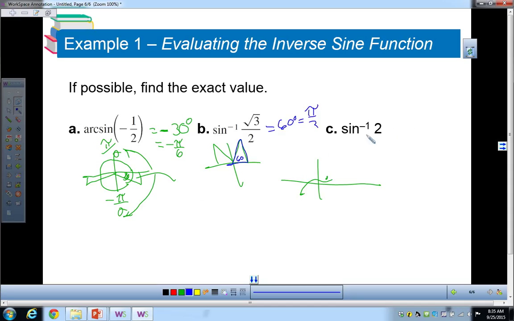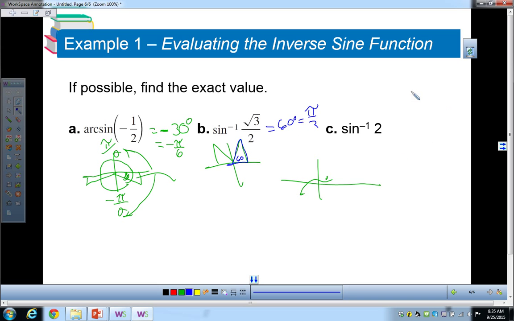All right. How about this answer? Where is sine equal to 2? Who's smart kid? Where is sine equal to 2? Yes, Trent? When the cosecant is 30 degrees or something. Kind of the right idea, but sine is never equal to 2. This is saying, what is the angle whose sine is 2?